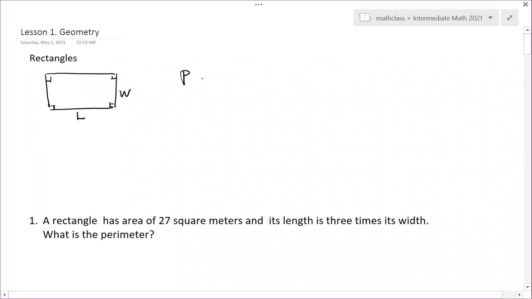Then they have a so-called perimeter. Perimeter is 2L plus 2W. We also have the notion of the area. Area is going to be L times W. So those are the two basic formulas.